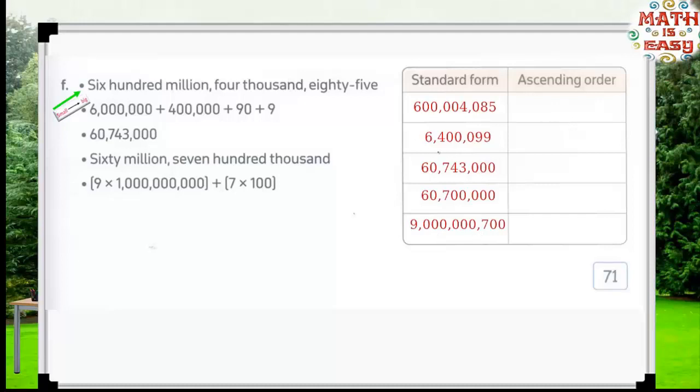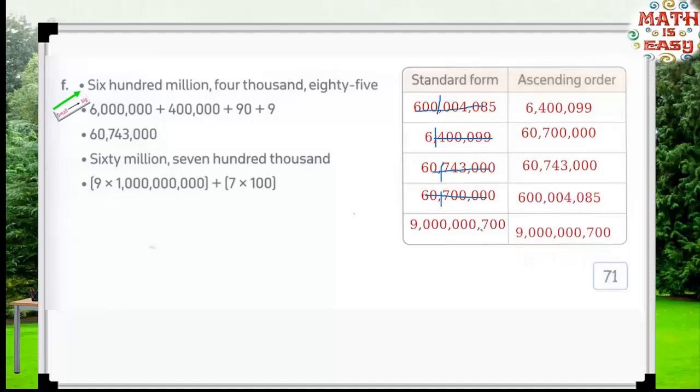And here 3, 3, 3. 60, 60, they are equal, and here we have 6. 6 is the smallest number, so this number is the first. 60 is less than 600, that means make a comparison between two numbers here. 7740, second number, and this third number, and we have here 6 million, but here 9 million. 9 million is the greatest number.